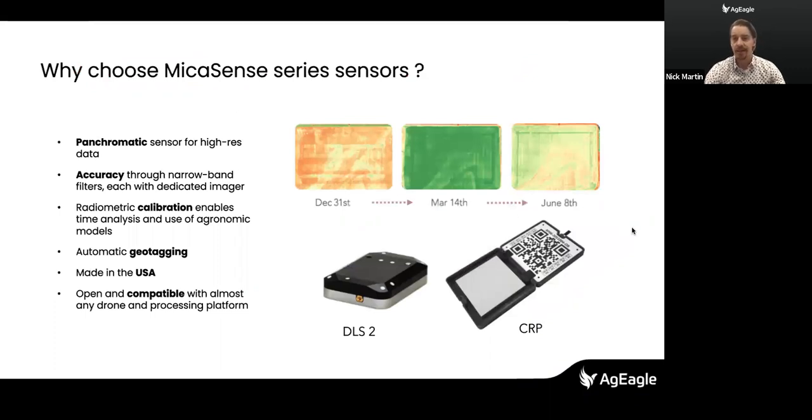So why choose MicaSense? Accuracy, precision, repeatability, and hey, we're made right here. So, you know, we offer a panchromatic band, which is a competitive advantage, offers extremely high resolutions. We're very accurate. We're calibrated. We geotag all the information on the images. And we're compatible with a very wide variety of drones and also processing platforms.